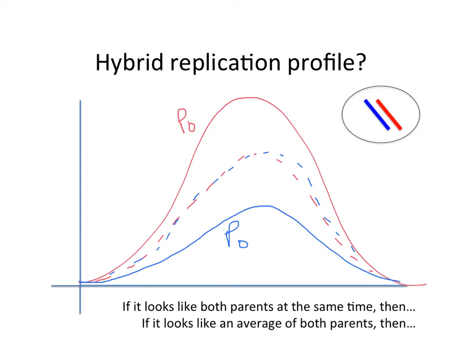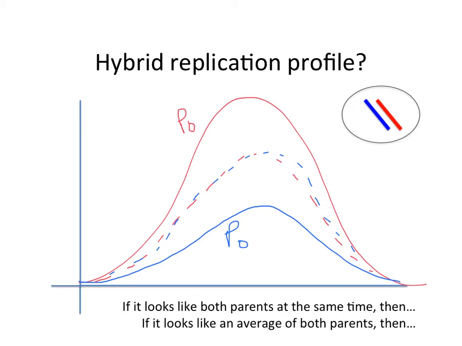So that's one hypothesis, that the hybrid will be, as most hybrids are in a lot of phenotypes, intermediate between the parents. So there's that. There's another option.